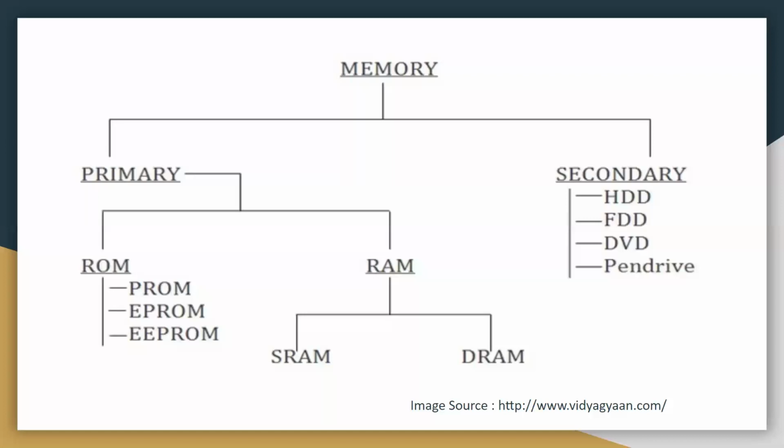No doubt this type of memory is slower than your primary memory. However, these memories make sure that all the information which you save into them is stored permanently, because they are non-volatile in nature.